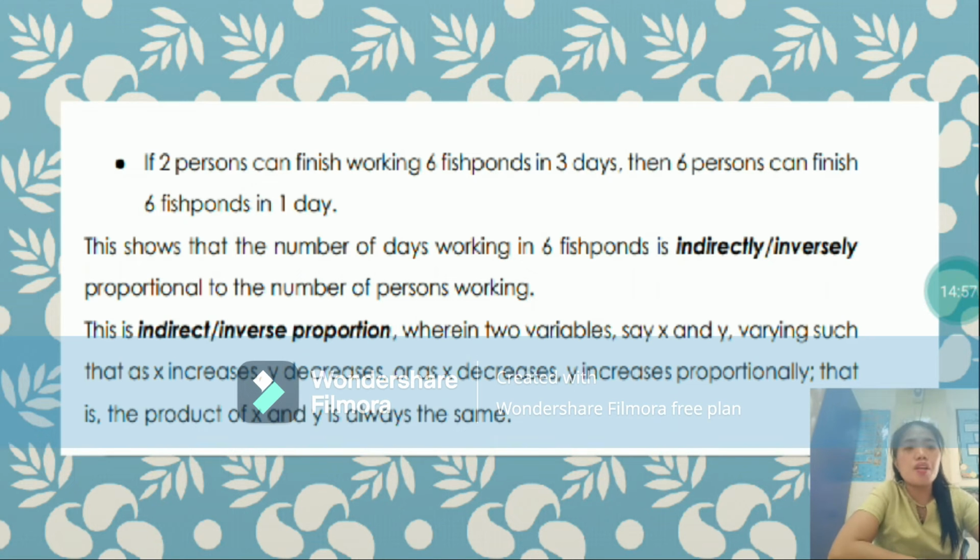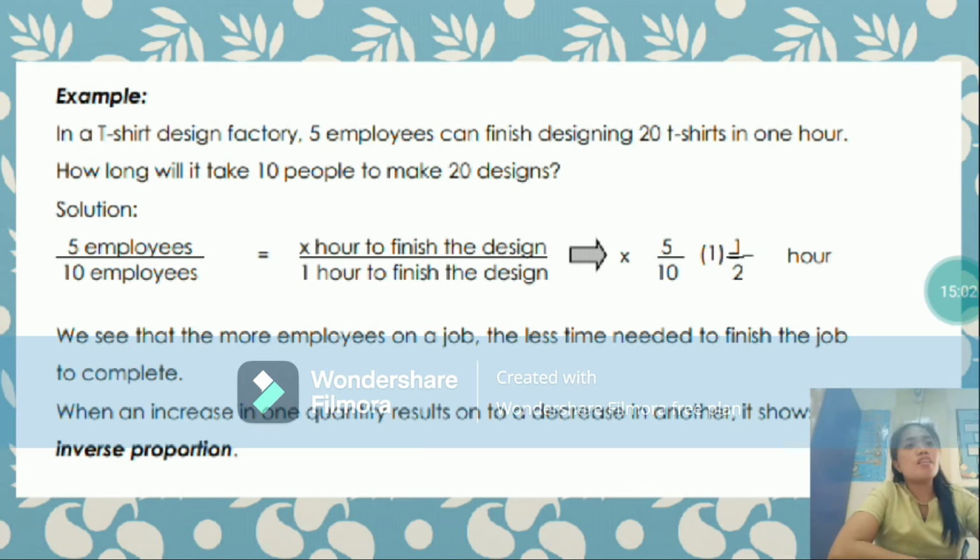Okay, now this time let's have an example so we can understand it better. In a t-shirt design factory, 5 employees can finish designing 20 t-shirts in 1 hour. How long will it take 10 people to make 20 designs? Okay, you have the solution: 5 employees over 10 employees is equal to x hours to finish the design over 1 hour to finish the design.